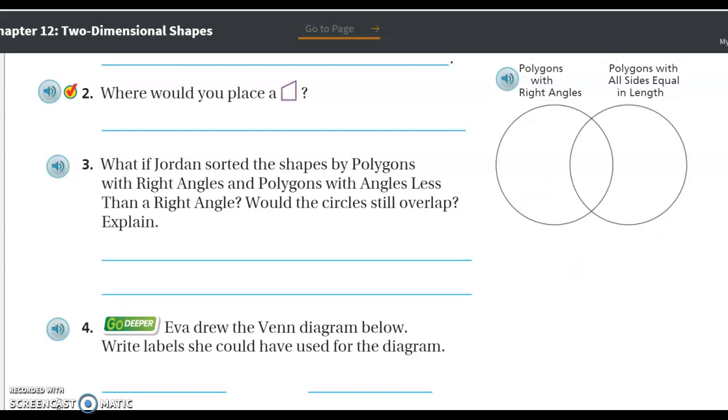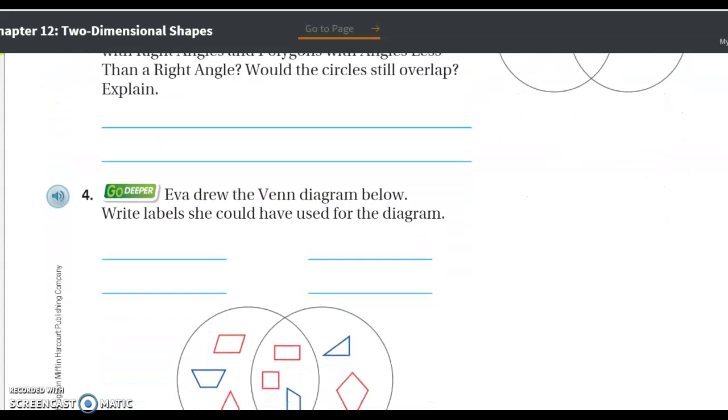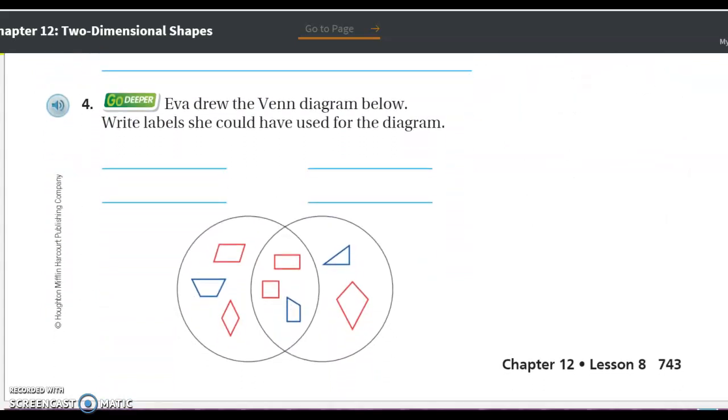Number 3, what if Jordan sorted the shapes by polygons with right angles and polygons with less than a right angle? We're going to skip that. Don't worry about number 3. Like I said, today we're going to skip around because it is a little bit challenging, so I'm going to pick the ones I want you to work on. I like number 4.